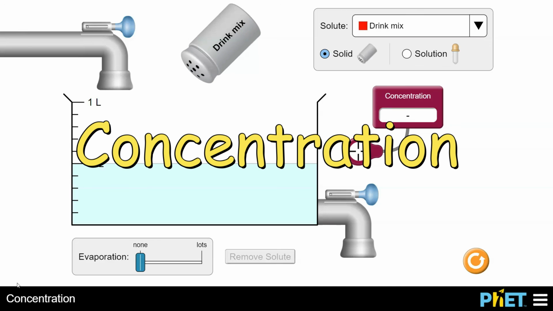So today you just learned about concentration with the concentration PhET simulation.